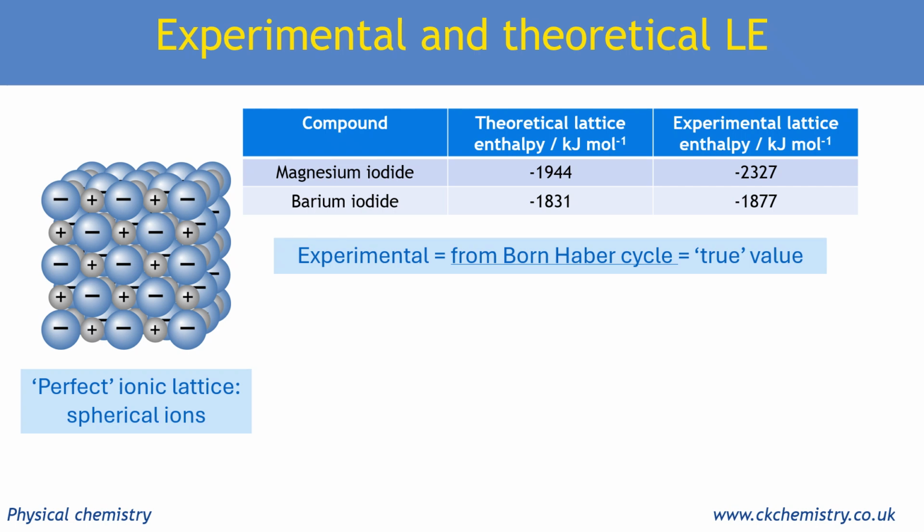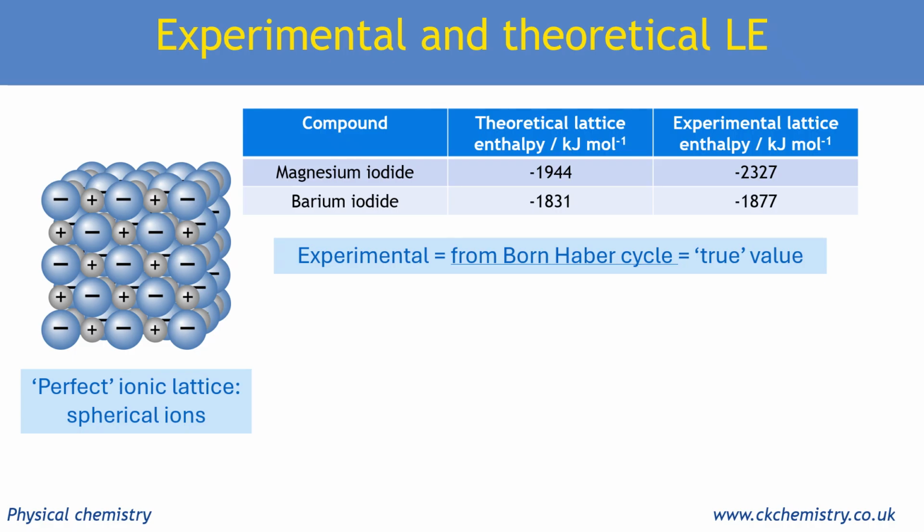And what it's assuming is that everything is just as we'd expect in that picture there. A perfect ionic lattice with perfect spheres of charge which are attracted to each other and get as close as they can, etc. So why do we compare the two values? Well, I've given you 2 examples of compounds here.